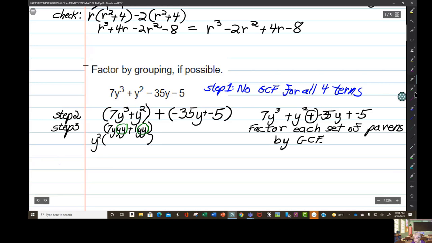Okay, I'm going to mark through what I circled. You don't really have to do that. It's just a convenient way to make it easier to see the leftovers, which also is not a technical mathematical term. But they are leftovers. 7y plus 1.